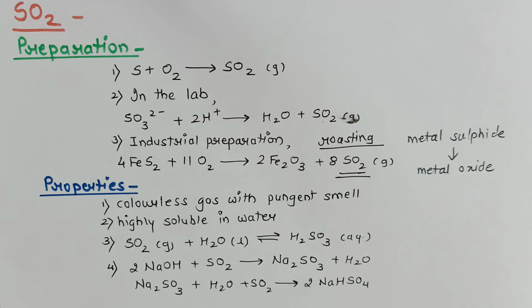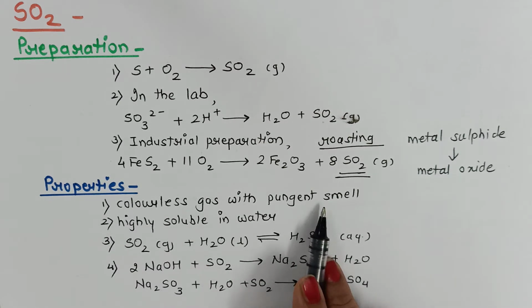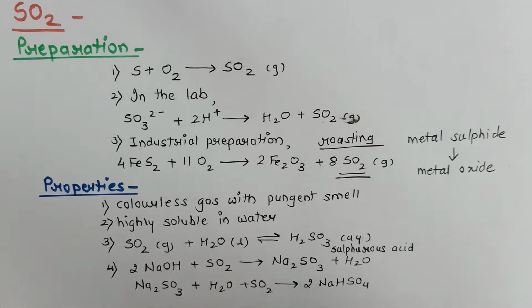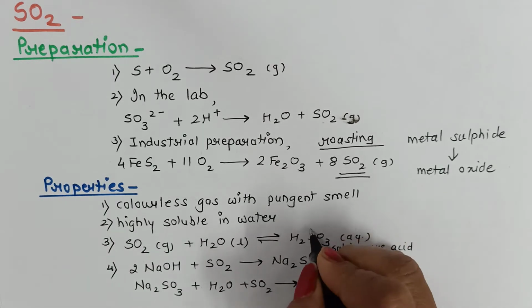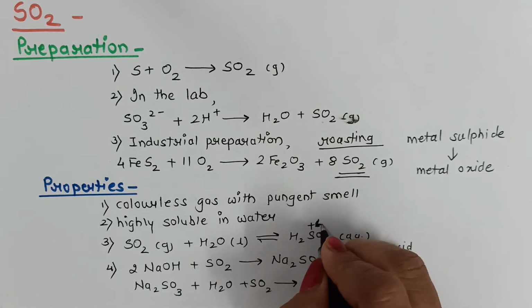What are the properties of sulfur dioxide? It is a colorless gas, has a very characteristic pungent smell. It is highly soluble in water, and when it is dissolved in water, it gives sulfurous acid. Now in H2SO3, sulfur is in +6 oxidation state. Sorry, it is in +4 oxidation state.